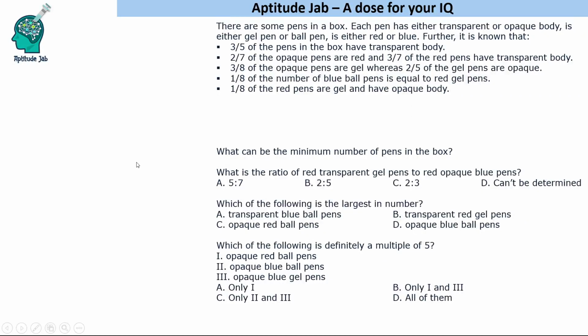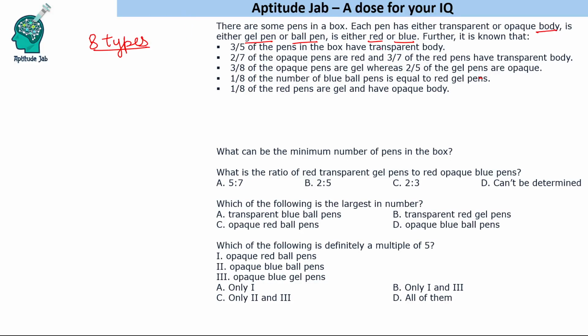So this is a caselet. It says that there are some pens in a box and each pen is either transparent or opaque. It has a transparent or opaque body. It is a gel pen or ball pen, or it is red or blue in color. Based on body we have two parts, based on gel or ball two parts, and red or blue two parts. So we have a total of 8 types of pens.